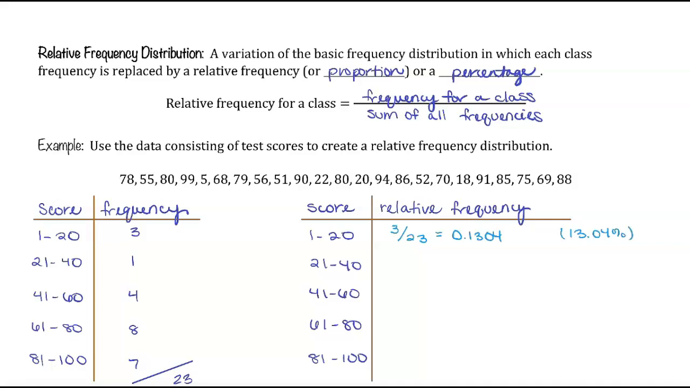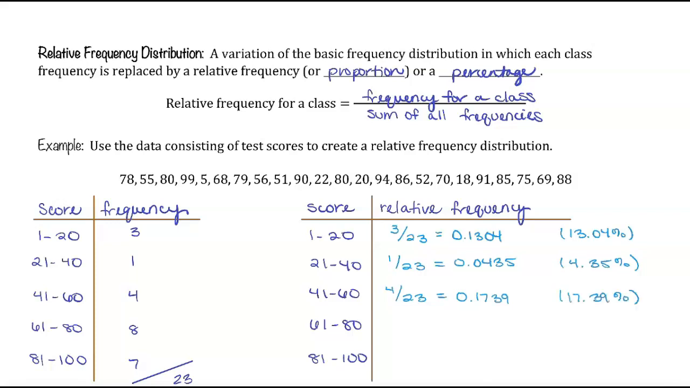For the second class, we take the frequency of 1 and divide it by the total of the frequencies, 23. Putting this into our calculators, we have a proportion 0.0435. And written as a percentage, this is 4.35%. For the third class, we'll take our frequency of 4 and divide it by 23 to get the proportion of 0.1739, which as a percentage is 17.39%.